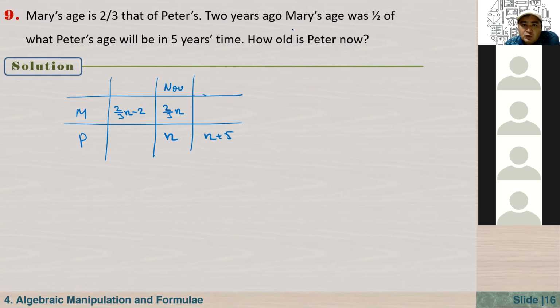So 2 years ago, Mary's age was 2 over 3 n minus 2. That will be half of Peter's age in 5 years' time, that is n plus 5. So now from here, 2 over 3 n minus 2 equals 1 over 2 times n plus 5, that is 1 over 2 n plus 5 over 2.